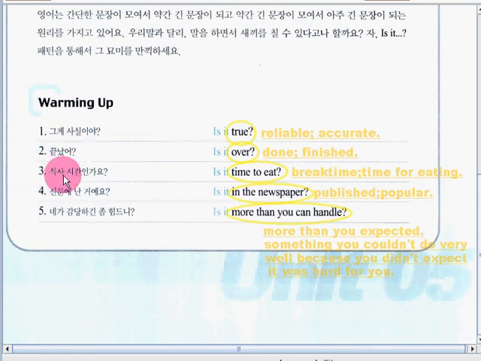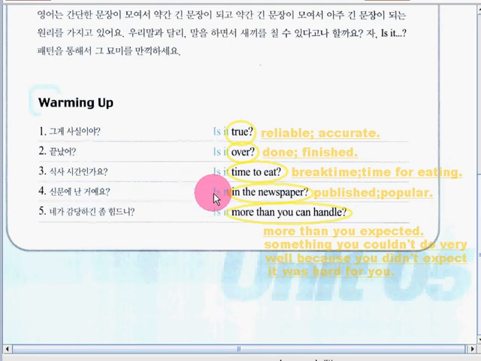How about number 3? Is it time to eat? Is it time to eat? This is very easy. When you say time to eat, that's break time. Time for eating. So you're asking about the time. Right? You're asking about a time if it's already time for eating.